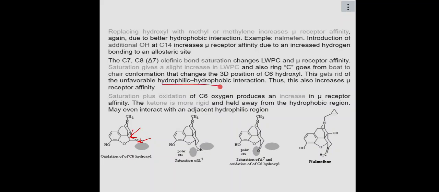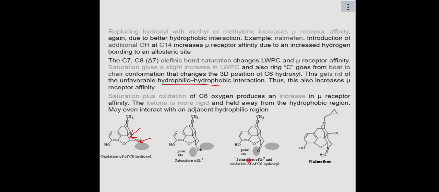You see, hydrophobic is where the hydroxyl group is interacting with the hydrophobic area because it does not interact well. Thus, this also increases mu receptor affinity. Saturation plus oxidation, as found in all the narcotic antagonists of carbon 6 oxygen, produces an increase in mu receptor affinity.